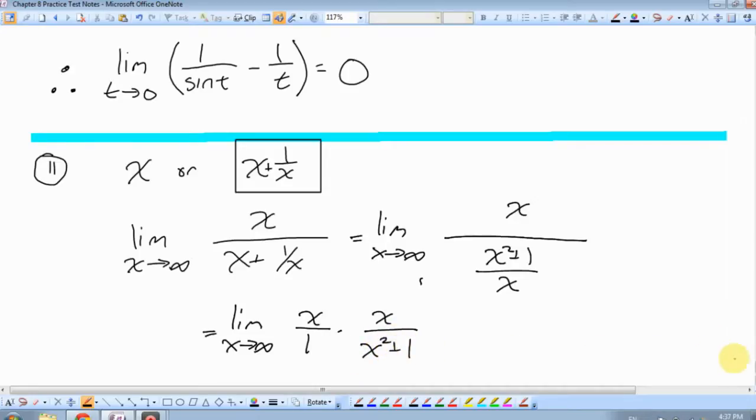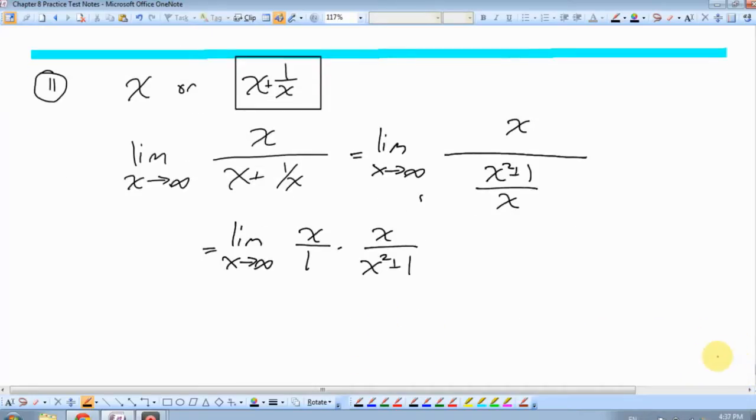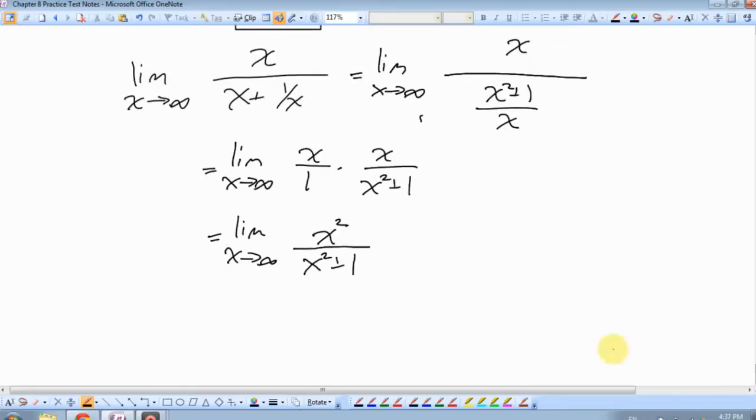Okay. This is all algebra. I'm not actually doing any calculus. Which is the limit as x approaches infinity of x squared over x squared plus 1. Okay. This limit is equal to 1. Now, you should be able to tell me about 3 different ways why this is 1.